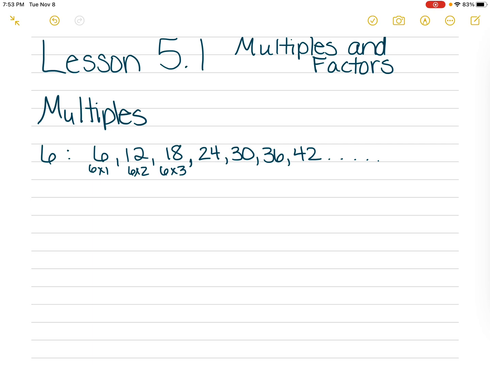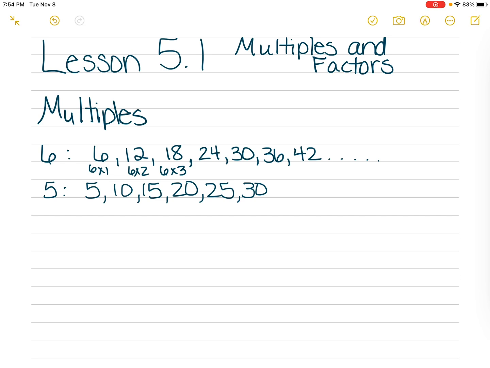Okay, so for example, if I'm asking what are multiples of 5, you're going to do your skip counting for 5s: 5, 10, 15, 20, 25, 30. Those are multiples of 5.